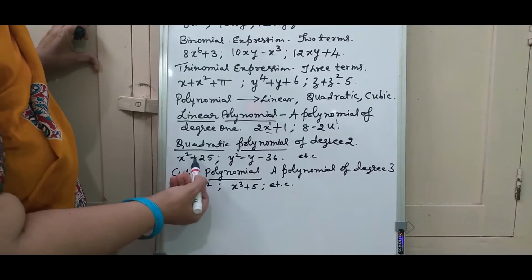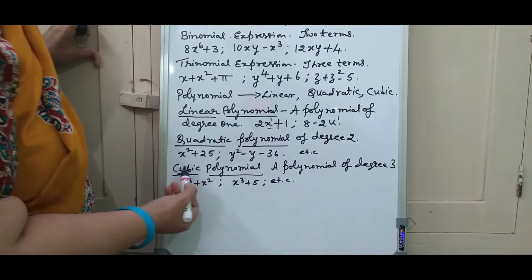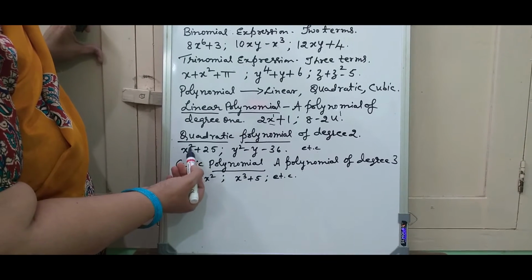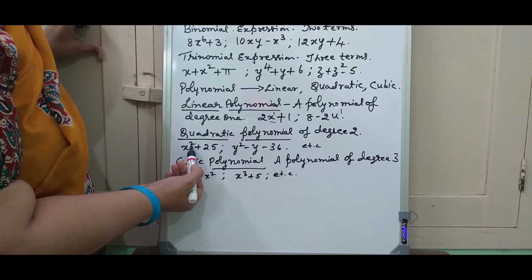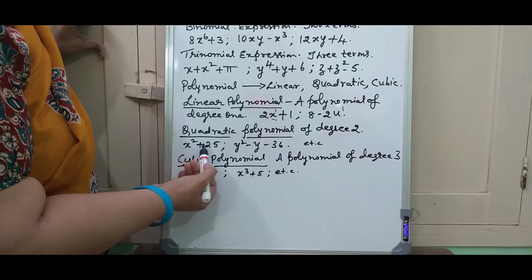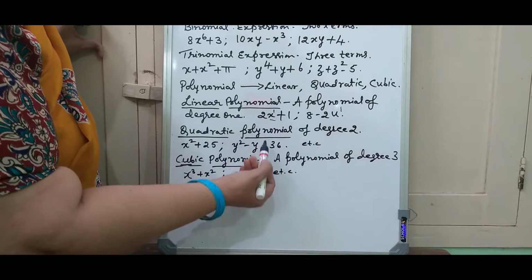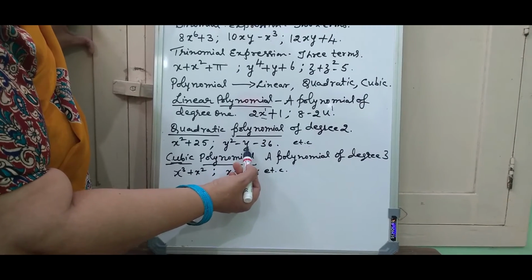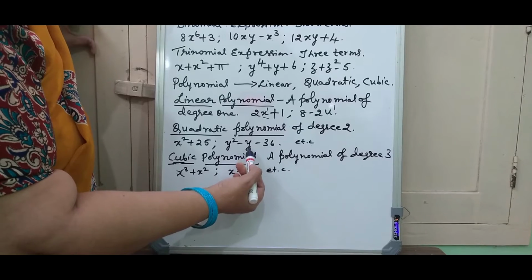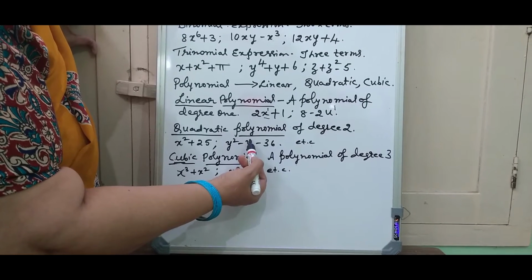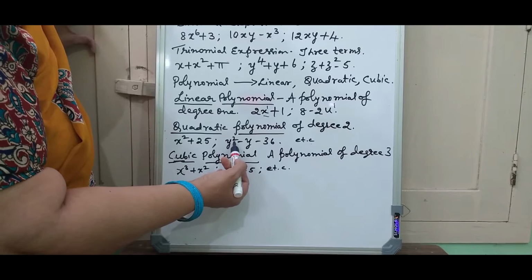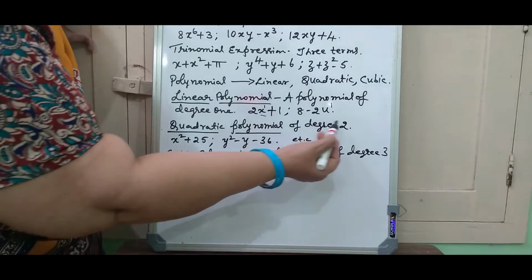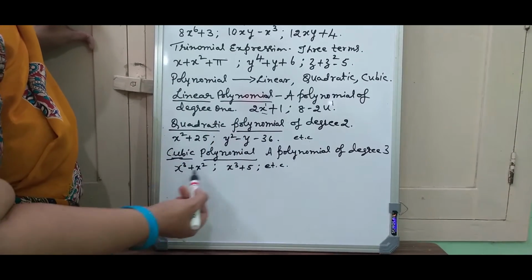And next will be a quadratic polynomial of degree 2. Here you can observe these examples: x square plus 25. x square, or x to the power of 2, is there, so it is a second degree expression. Next example, y square minus y minus 36. Again here, y is also there and y square is there. The power of this y is 1, but don't consider the lowest degree. Here the highest degree will be considered, y square. So that is again a quadratic polynomial of degree 2.